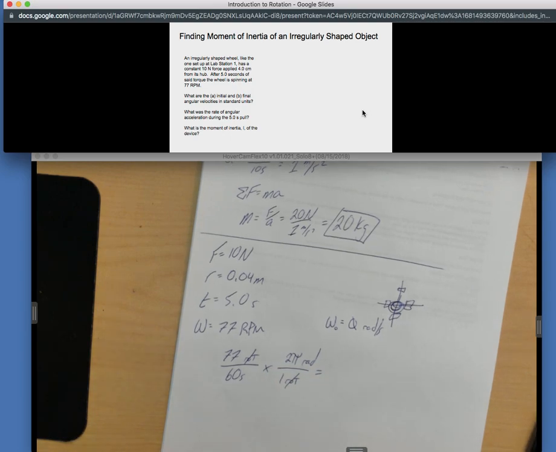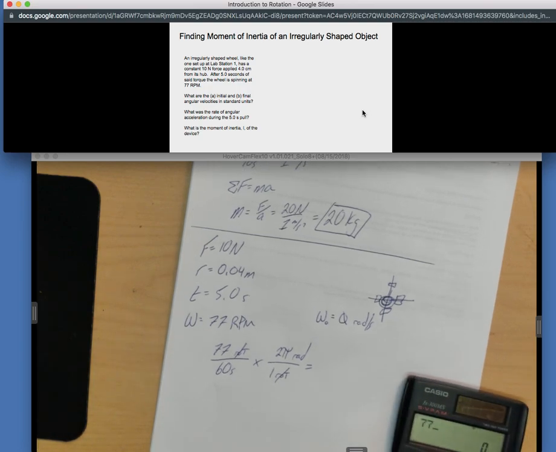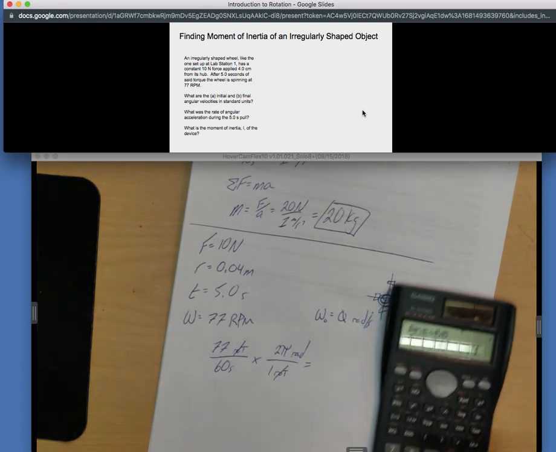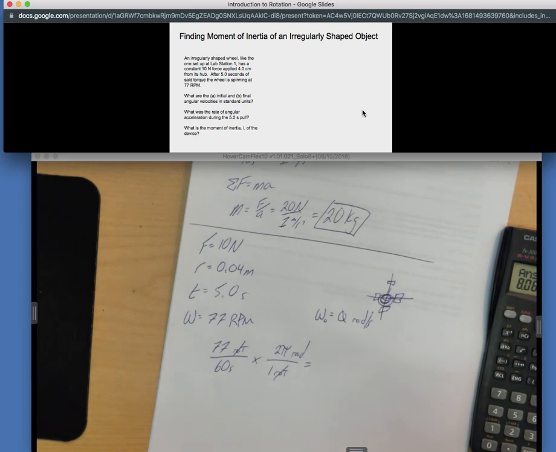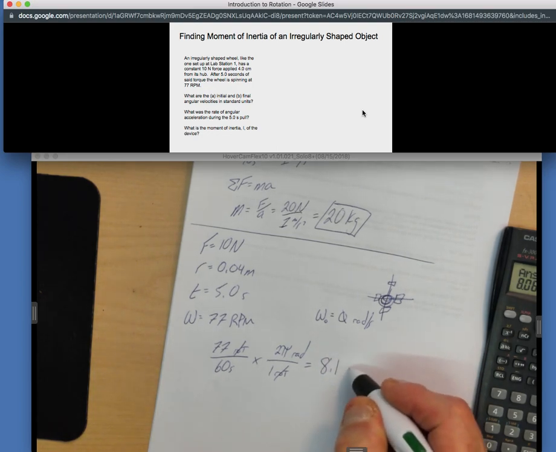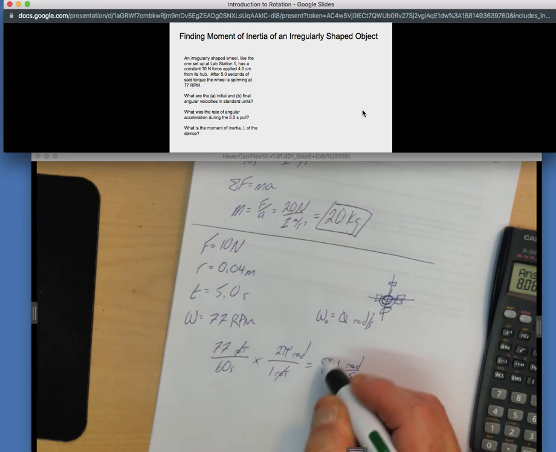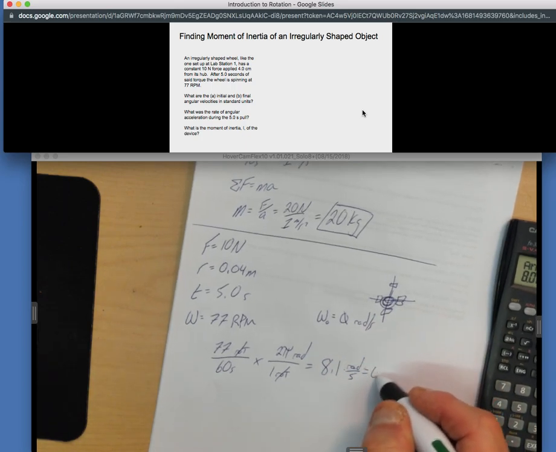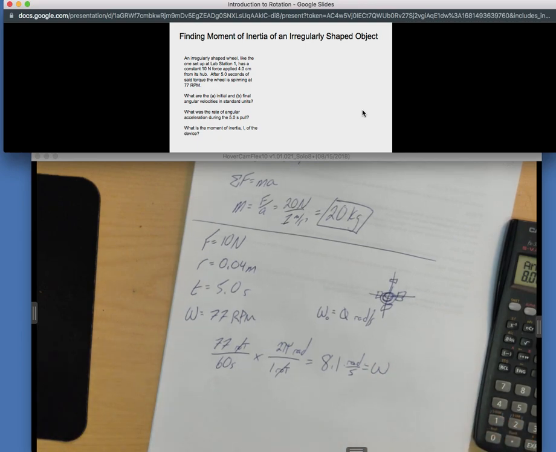Right? And so 77 times 2 pi, calculator into view here, 77 times 2 pi, there's my numerator, divided by 60, is 8.06 radians per second. 8.1 radians per second, right? So it goes from 0 to 8.1, that's omega final, right? And it does that in 5 seconds.